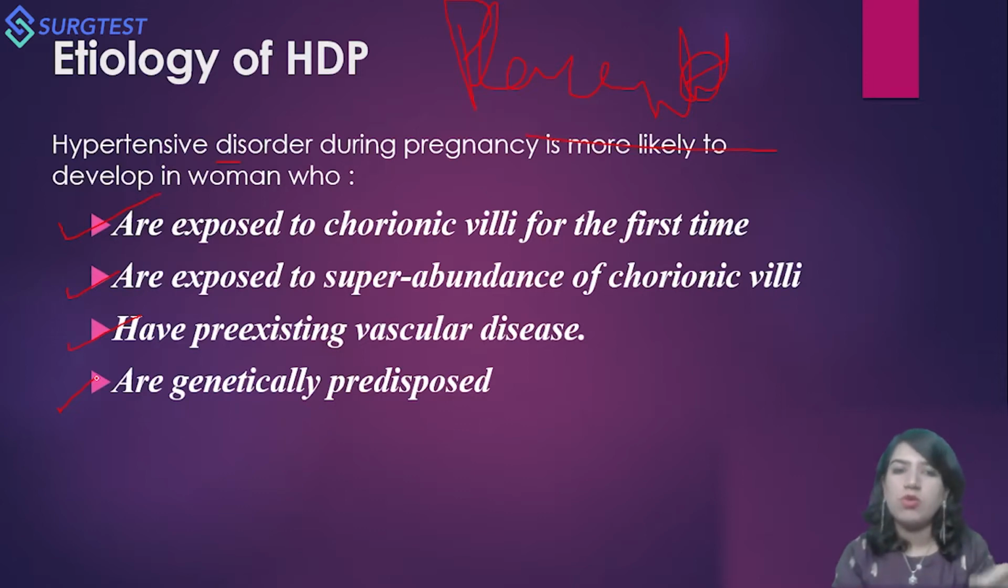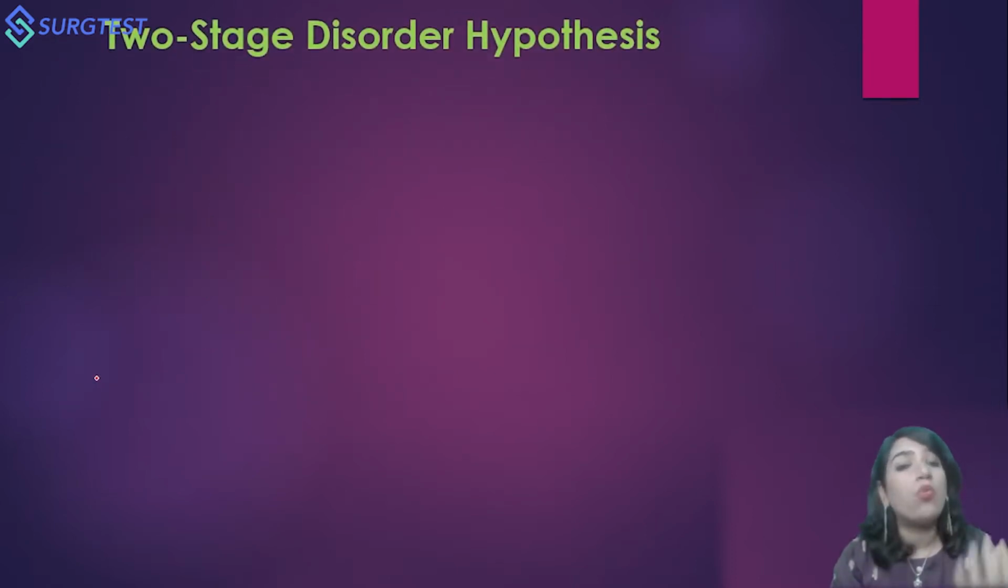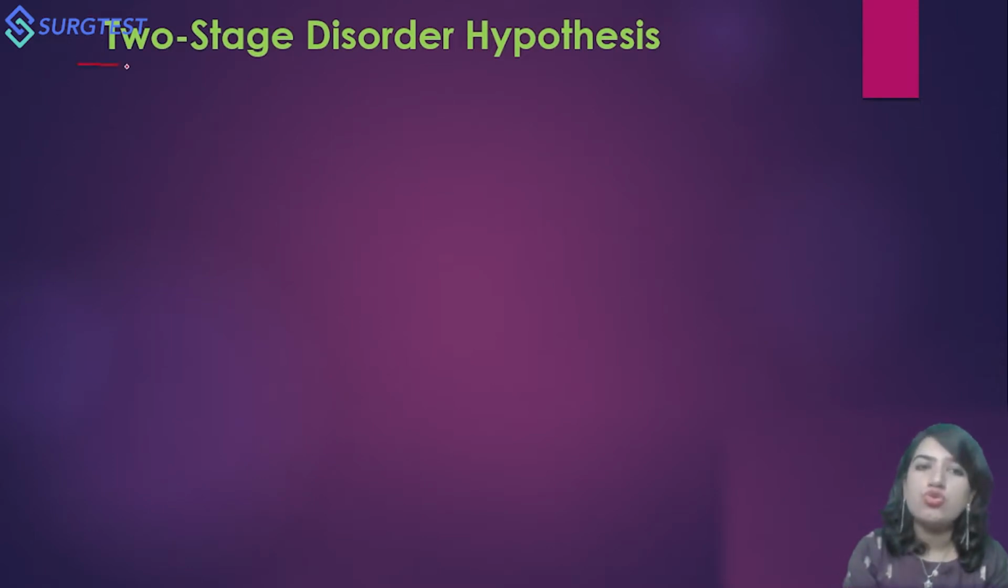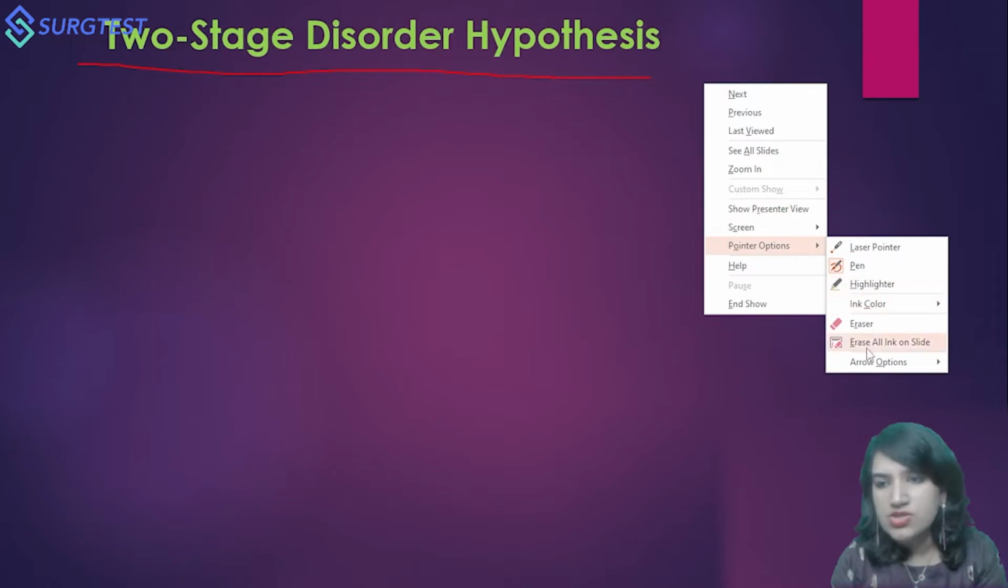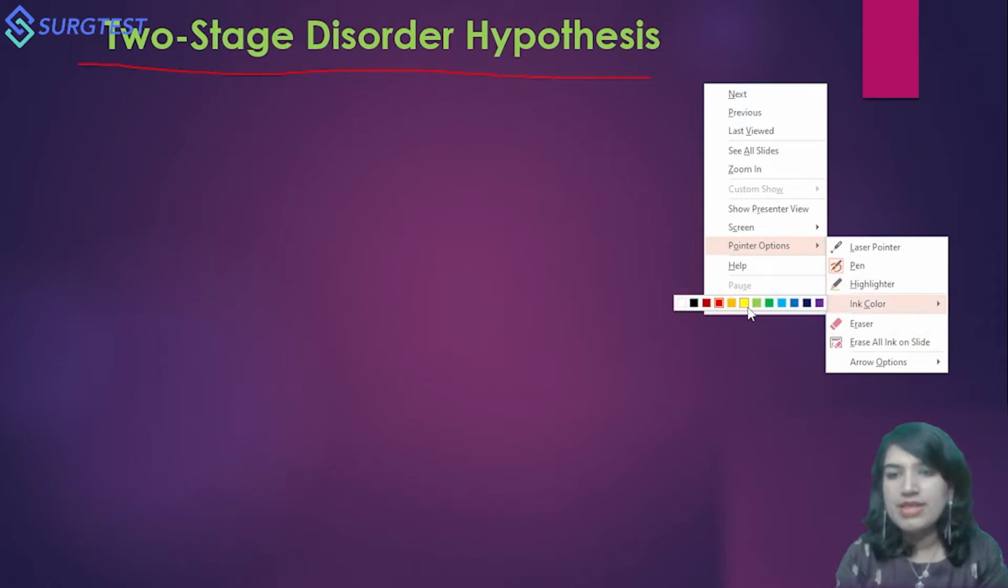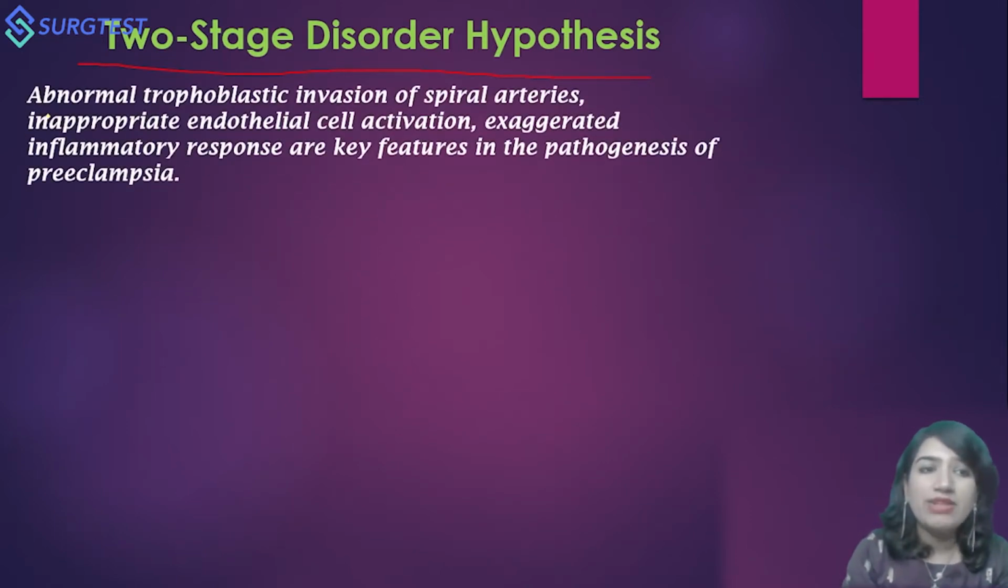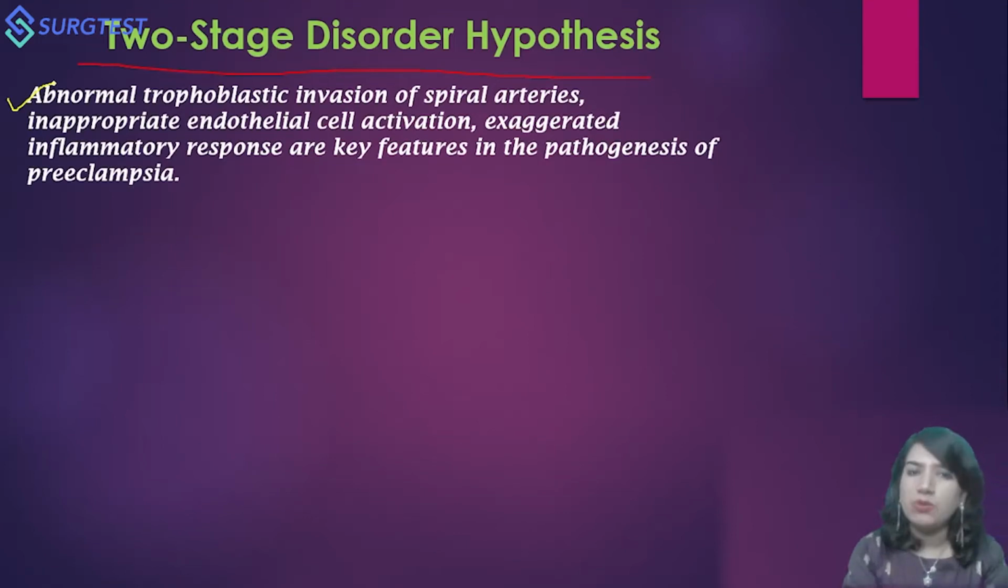So, these are the women who have a greater chance of HDPs, and we need to understand why this happens, and this can be explained well by the two-stage disorder hypothesis. Okay, so what is the two-stage disorder hypothesis? Basically, we have an abnormal trophoblastic invasion of the spiral arteries.